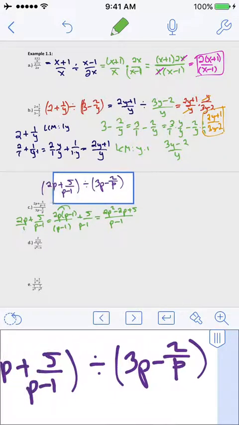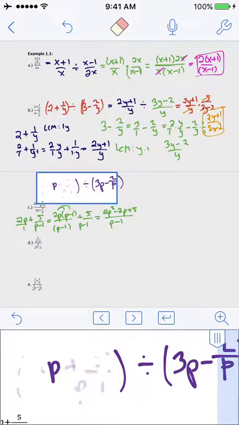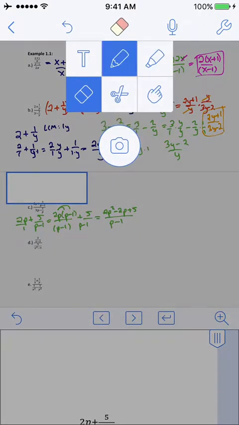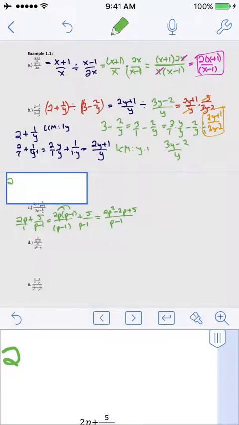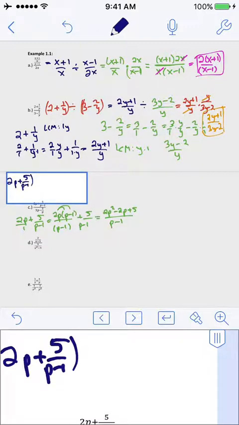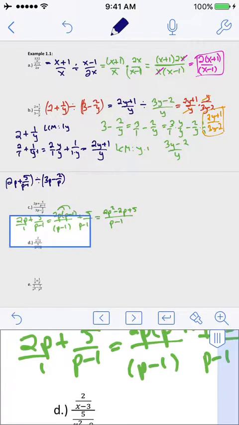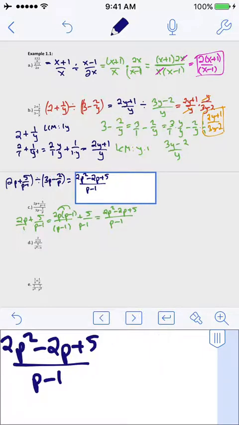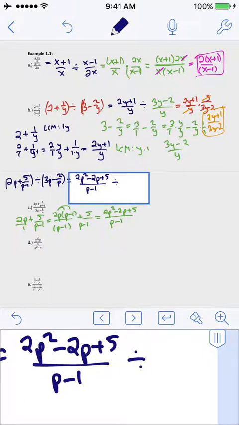Yep. Put that up here. I'm going to move this over real fast. So we may need more room. All the way over. Okay. So we originally had 2p plus 5 over p minus 1 divided by 3p minus 2 over p. Yes? Okay. So now what we have is 2p squared minus 2p plus 5 over p minus 1 divided by. We're going to come back, and now we'll do the other half.